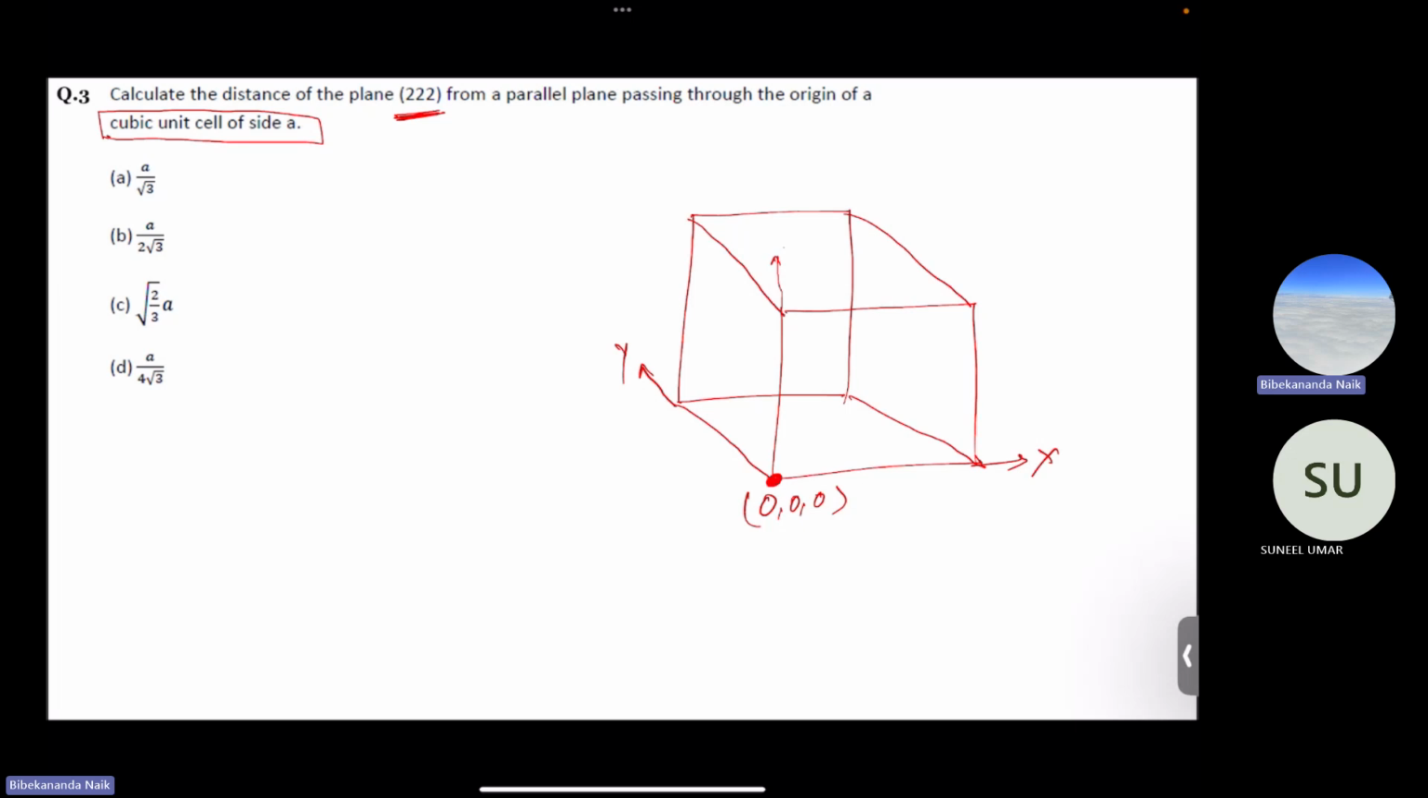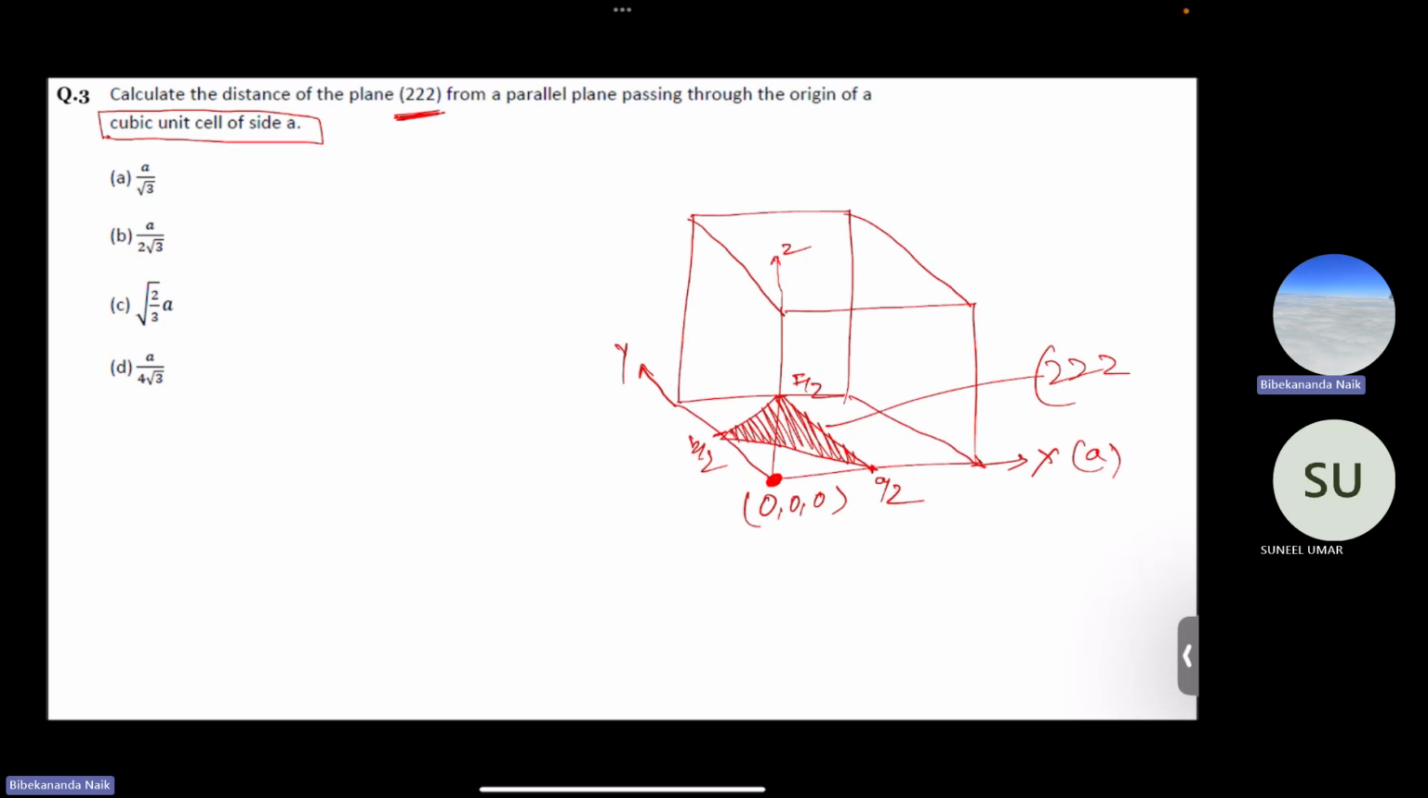So if you see the plane 2, 2, 2, it will intersect the x-axis at a by 2, y-axis at b by 2, and z-axis at c by 2. So if you take along the x-axis it is a, then it will be a by 2, and it is c by 2, and it is b by 2. So the plane will be like this. So this is the plane that we are talking about. This plane represents 2, 2, 2. And we need to find out another plane which is parallel to this plane.